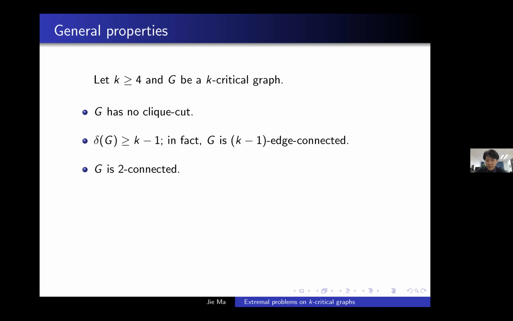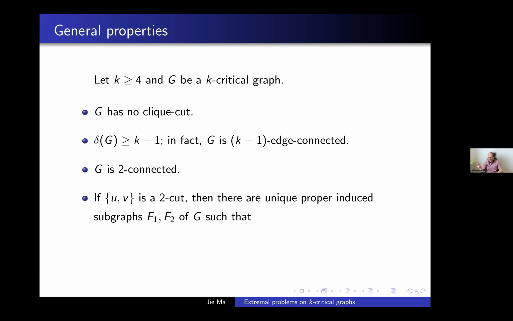We also know the graph is 2-connected, because if we have a cut vertex, then you can have several components, and this contradicts the definition, because you can just throw away one component and remain the same chromatic number. A cut vertex is also a clique cut, right? So you already said that, right? Yeah.